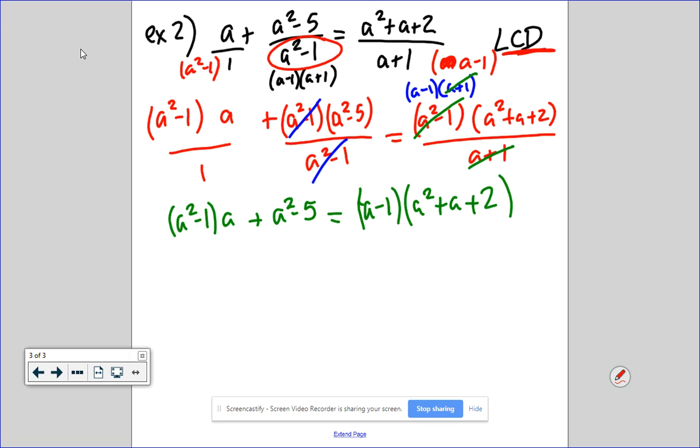So now I got to simplify. A squared times a is a cubed minus a if I distribute that through, plus a squared minus 5 equals. Now I got a complex FOIL on the right side. So if you remember, how do I do a 2 by 3? Take everything times everything. So a times a squared, a cubed. A times a, a squared. 2 times a, 2a. Negative 1 times everything: negative a squared, negative a, negative 2.